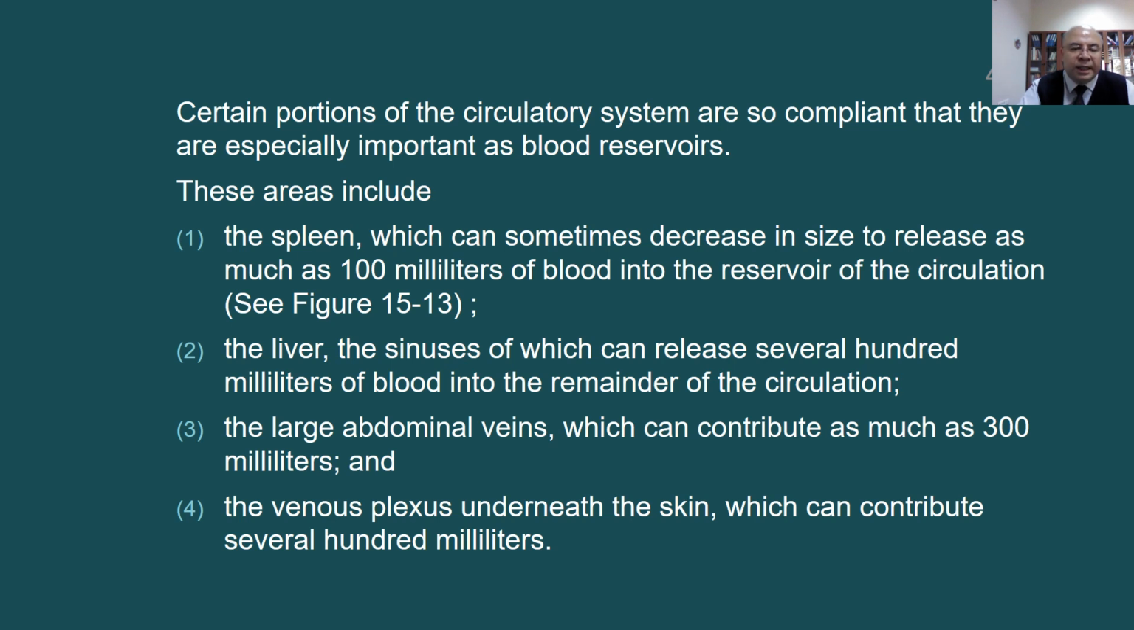These areas include first the spleen. The spleen can sometimes decrease in size to release as much as 100 milliliters of blood into the reservoir of the circulation. What is interesting is that the blood received from the spleen contains a much higher amount of erythrocytes. The hematocrit percentage of the blood coming from the spleen is quite high, so it provides extra volume of blood and also extra erythrocytes to the blood circulation, helping to transfer more oxygen from the lungs to the tissues.